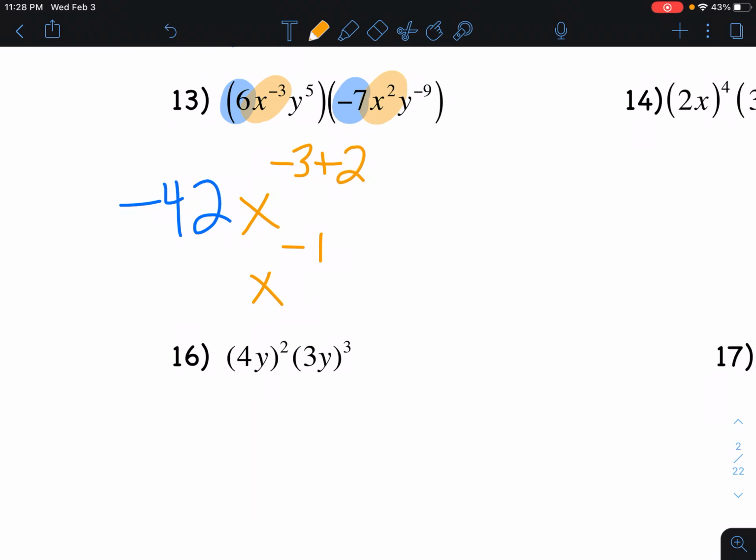And then the y's, y to the 5th times y to the 9th, we are supposed to add them to get y to the power of negative 4.